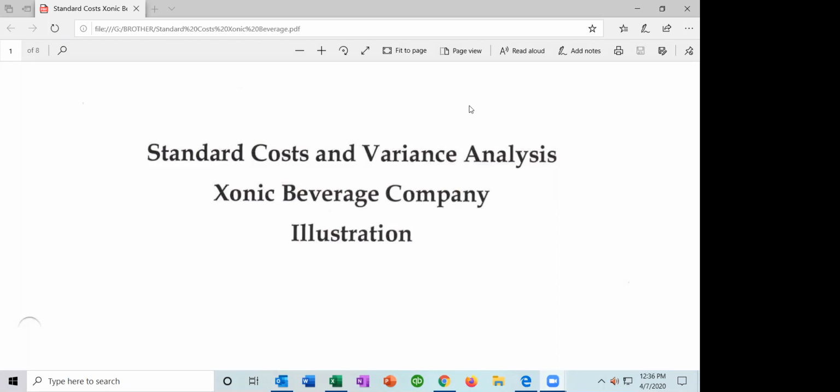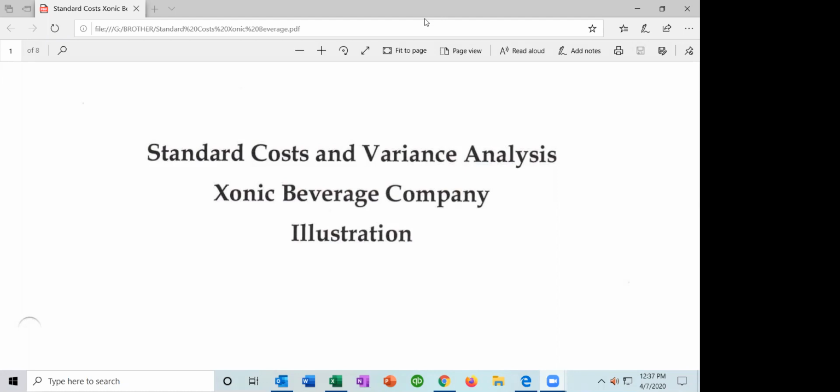And then periodically, ideally on a monthly basis, there is a comparison between the plan and actual results. This is called a performance report. And the performance report is, again, a comparison between what should have happened and what actually happened. What should have happened, that is the budget flexed to the actual output.